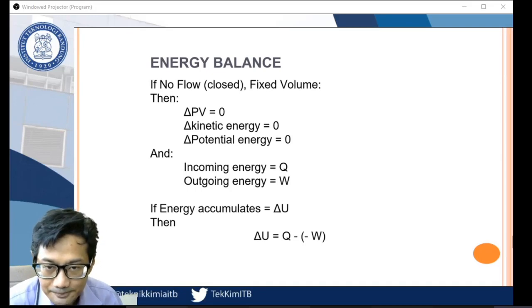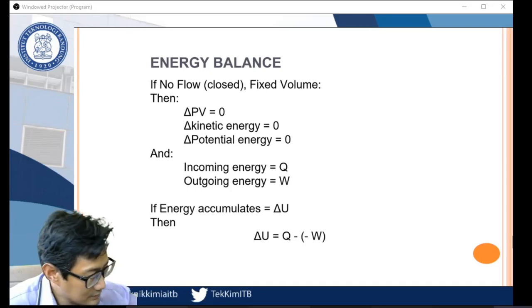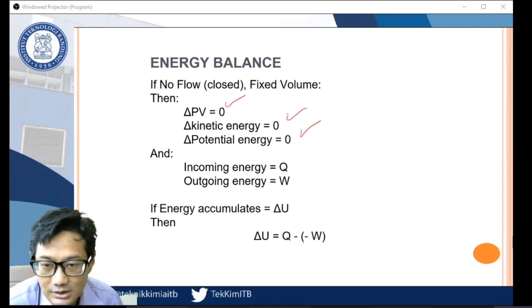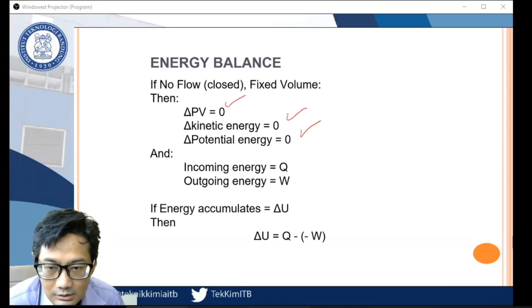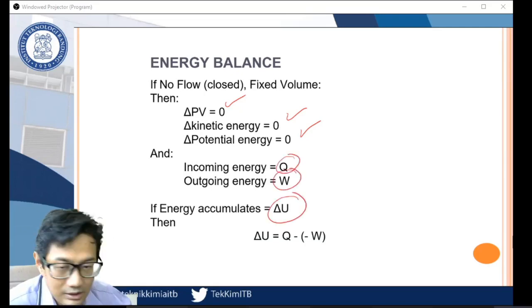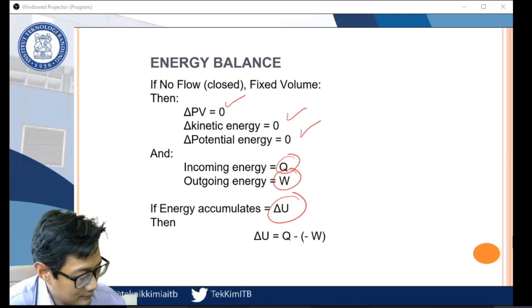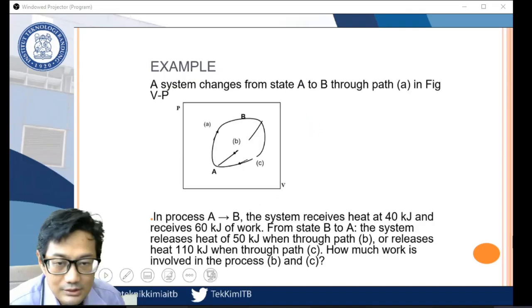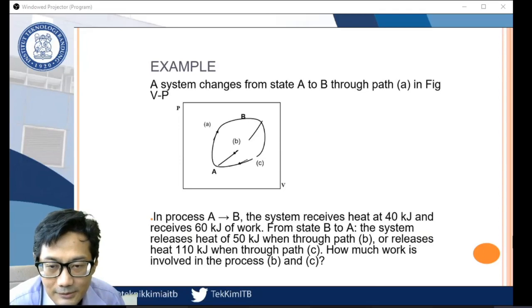When you have a closed system, you can consider the pressure energy, the kinetic energy, and the potential energy to be equal to 0. So you will focus only on heat, work, and internal energy. You remember Pak Sanggono already mentioned this, so I will not go into details. I'll just give you an exercise. Let's solve this problem immediately.